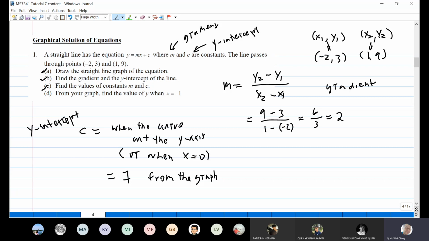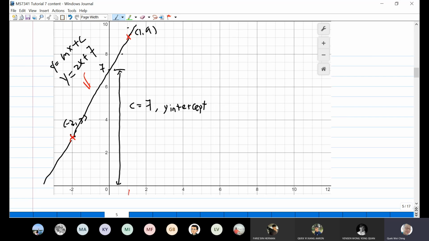From the graph, find the value of Y when X equal to minus 1. What is the value of Y when X equal to minus 1? Okay, you can get it from the graph also. When X equal to minus 1, where's my Y now? So minus 1 is here. Then you go up and look for your Y. I think it's 5. From there, you get Y equal to 5.